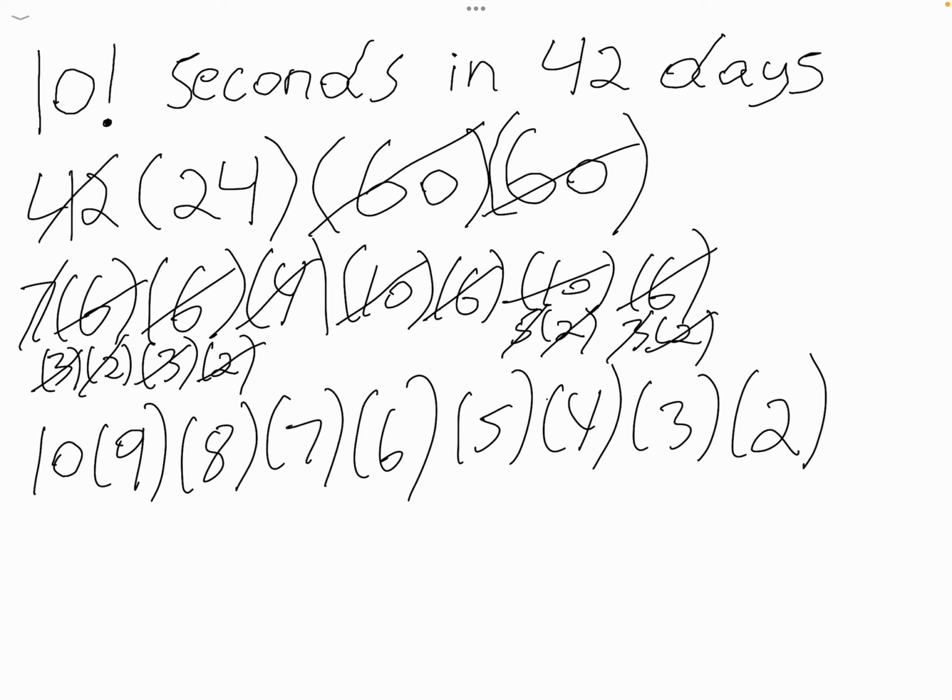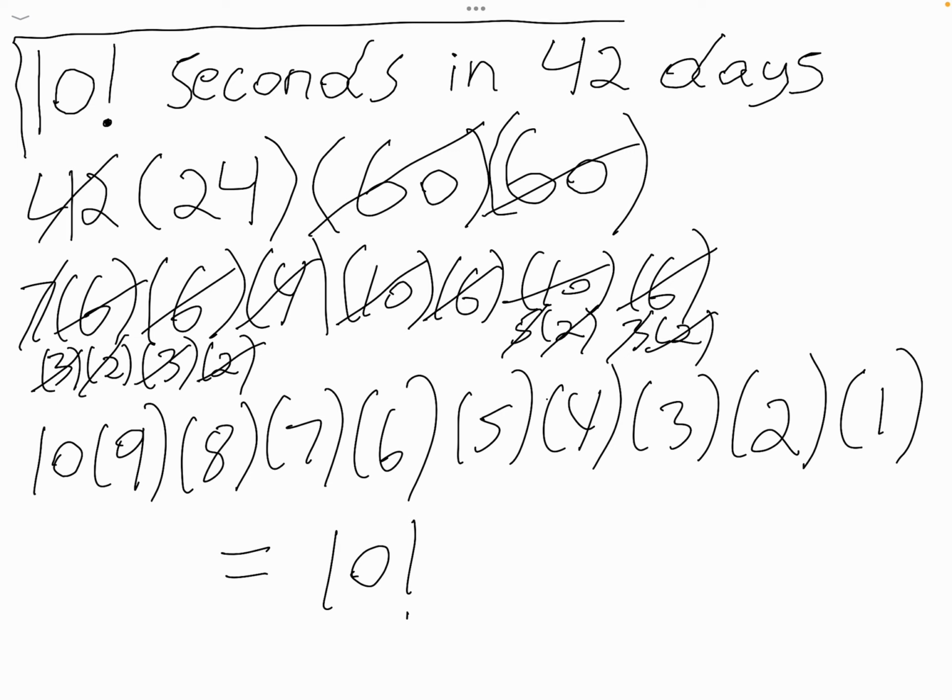So yes, I have 10 times 9 times 8 times 7 times 6 times 5 times 4 times 3 times 2. And of course, we can always put a times 1. That's not going to change anything. And yes, indeed, that is equal to exactly 10 factorial. So yes, 10 factorial seconds is equal to exactly 42 days.